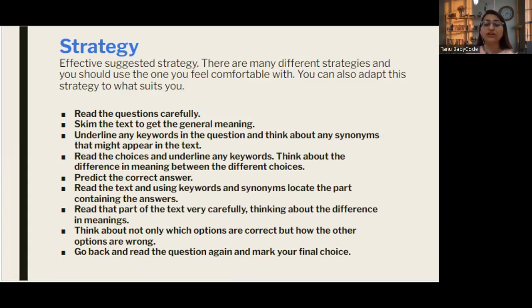You have to look for the correct information, the required information. Do not read the extra information. Read that part very carefully. Think about the difference in meaning. Think about not only which options are correct, but how the options are wrong also, right? Go back, read the question again, and mark your final choice. And this will conclude with a correct answer.